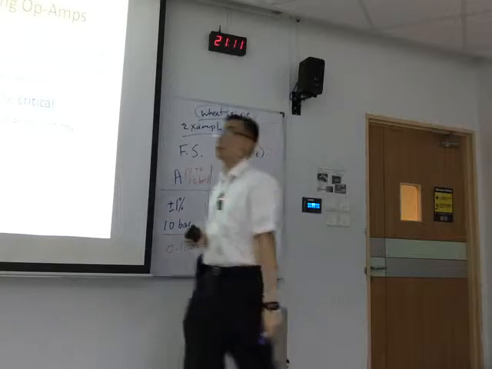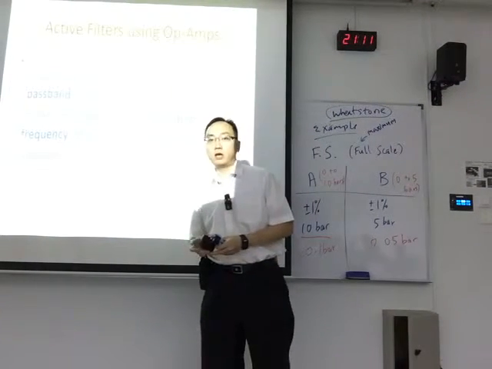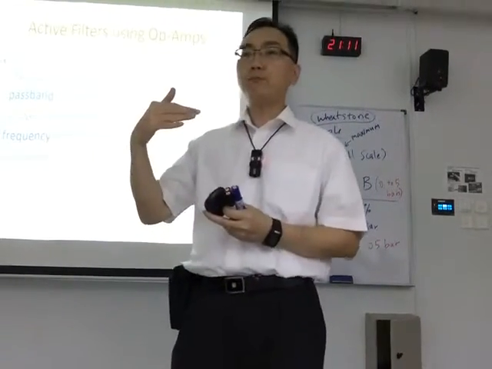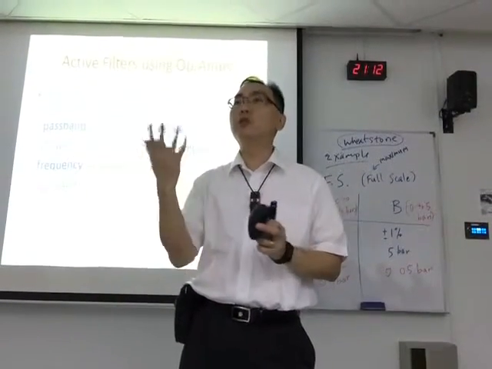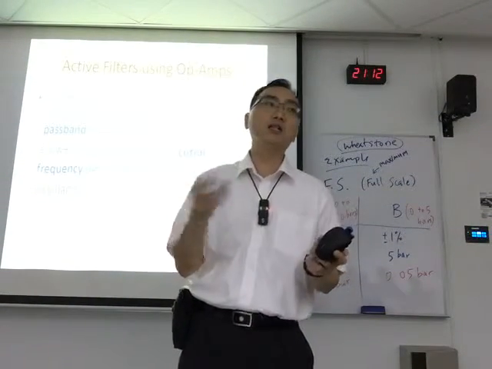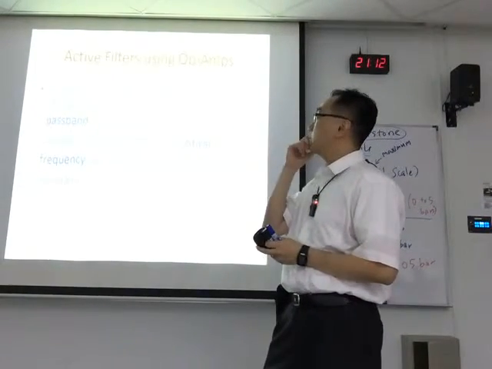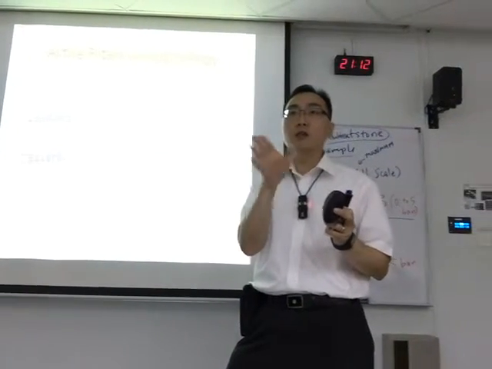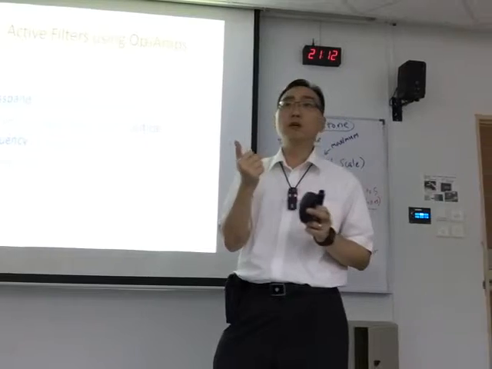Now, basically a filter, I think you can guess what a filter is. A filter is something that can allow certain things to pass through. Usually we talk about waveform, signal. The signal can pass through or not pass through. So a filter is a circuit that can control whether the frequency or the signal can go through or not go through.